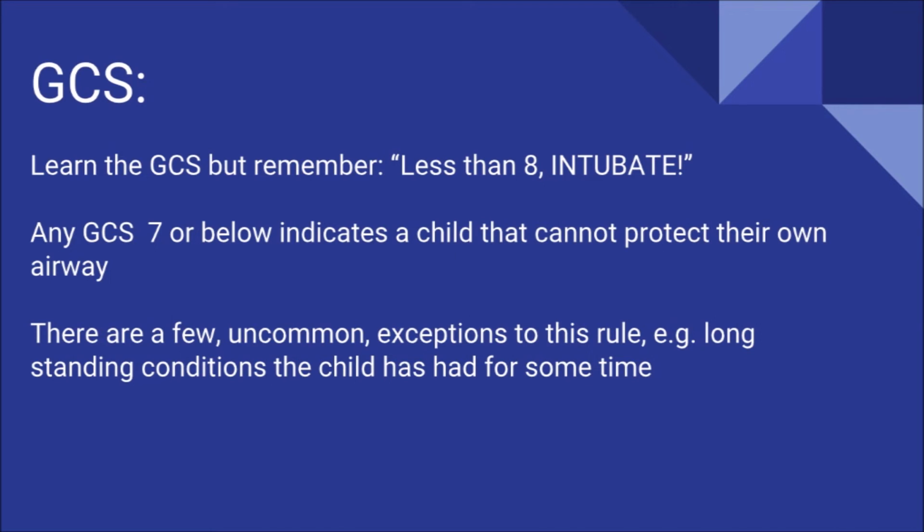Now, this is an acute reduction in GCS. There are children who have a GCS below that who have long-standing diseases or other things, but a child who was playing and then got hit by a car, so they were GCS 15 and now they have a GCS of 7, that's a strong indication they can't protect their own airway, and you may need to put in an adjunct to prevent aspiration in children.